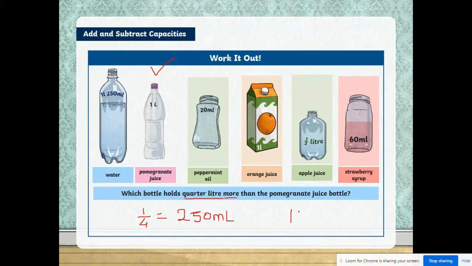It would be 1250 milliliters, or it can also be written as 1 liter 250 milliliters. So which bottle has 1250 milliliters or 1 liter and 250 milliliters? It is this water bottle. All right. So first find out how much quantity or volume you are looking for and then search which container has that amount.